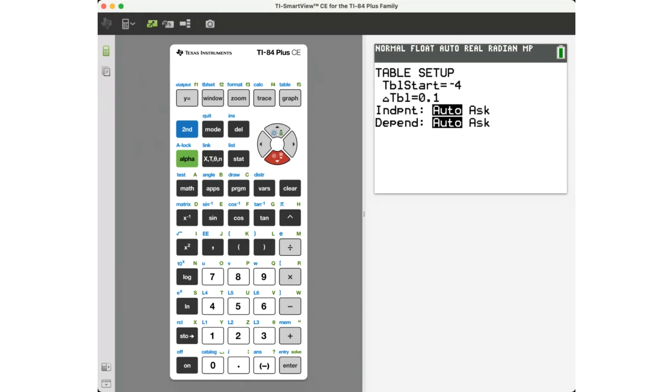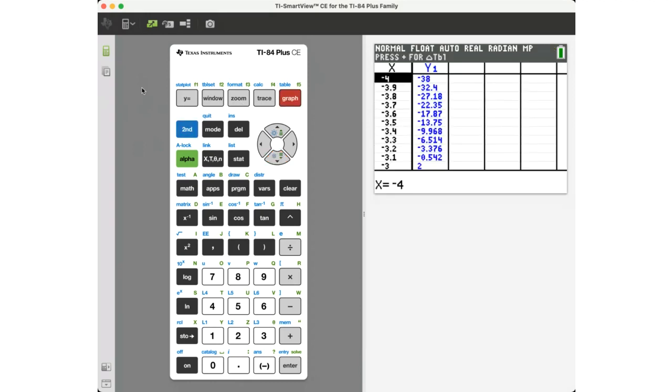I'm going to increase by 0.1 each time, to reach -3 by the time I arrive at my 10 steps. So I'm going to do second table. And now you see I have -4. I'm going to move up, and -3 is my endpoint. So I have the function values, the y1, for each of those corresponding x values.